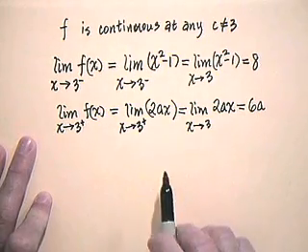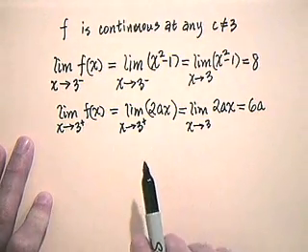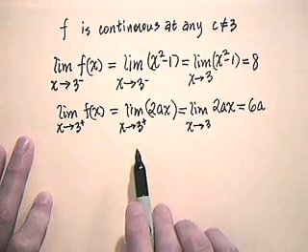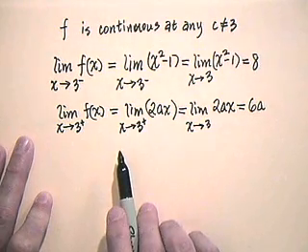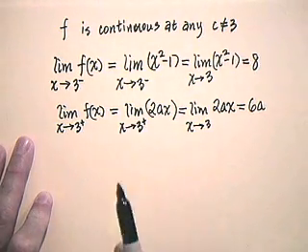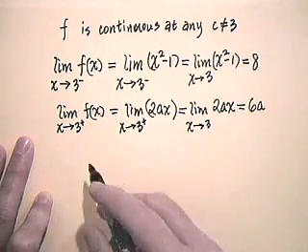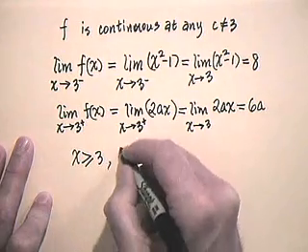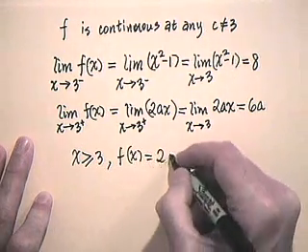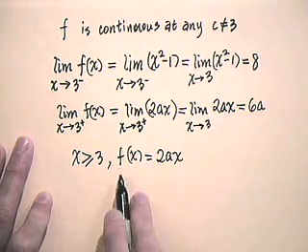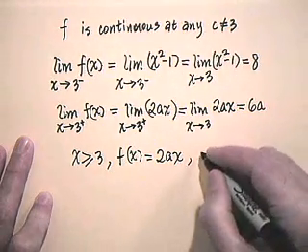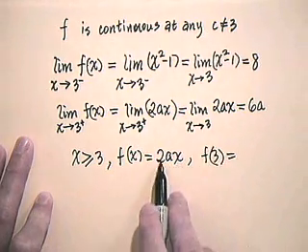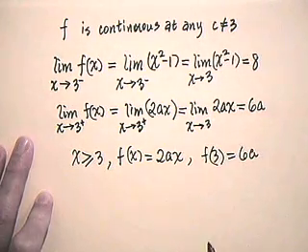And so consequently, what do we know about the requirement of a function being continuous at c equals 3? What we know is that it has to have a two-sided limit there, and that two-sided limit has to be the value of the function. So what is the value of the function? Well, remember, for x greater than or equal to 3, f of x equals 2ax. And so consequently, f at 3 is what we get by replacing x by 3 here. Again, that is the 6a.